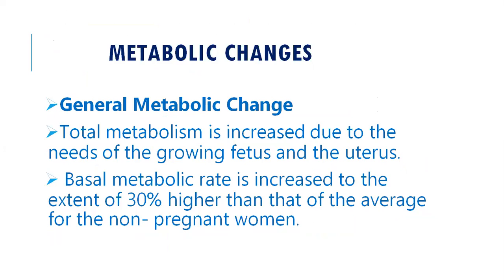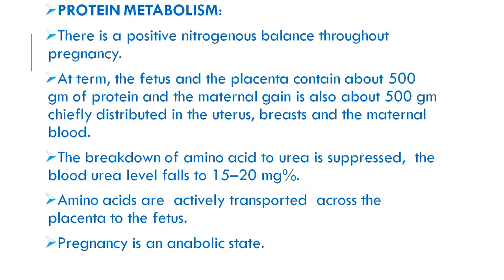Metabolic changes. General metabolic changes. Total metabolism is increased due to the needs of the growing fetus and the uterus. The basal metabolic rate is increased to about 30% higher than the average for the non-pregnant woman. What happens here to the protein metabolism? It's a positive nitrogenous balance throughout pregnancy.